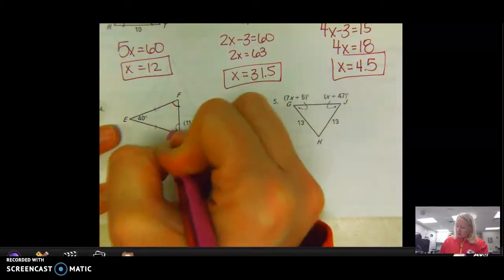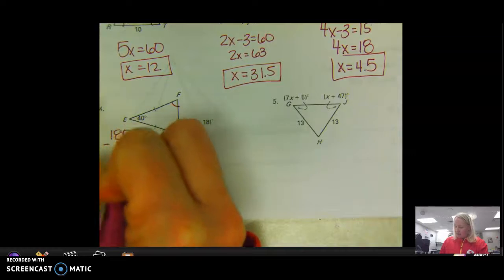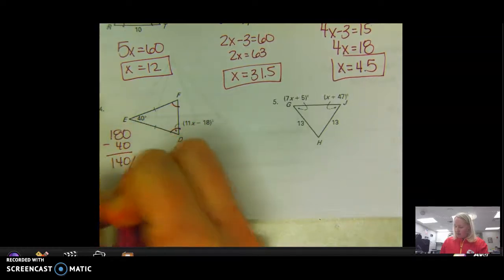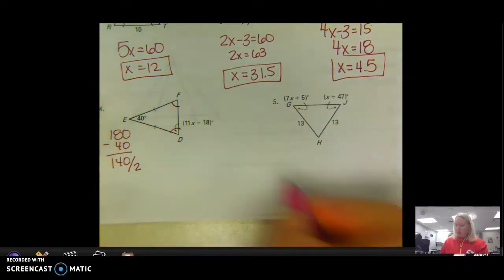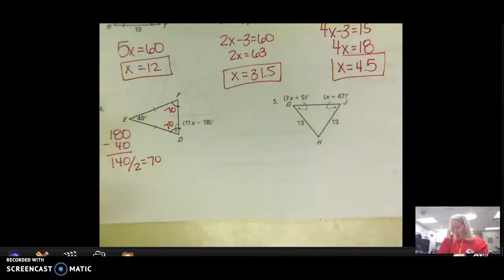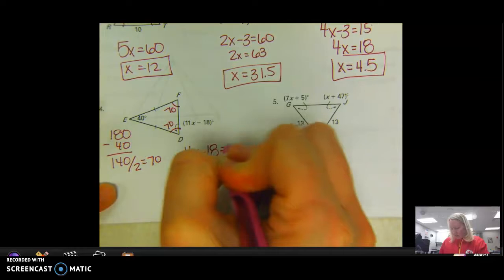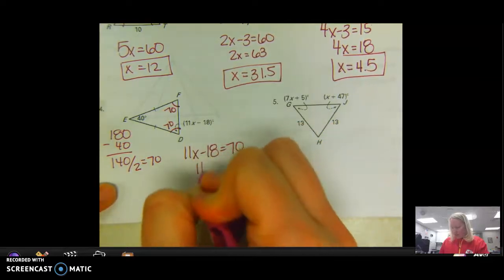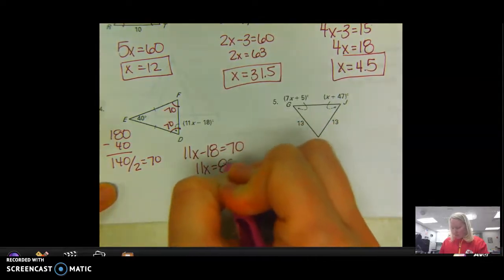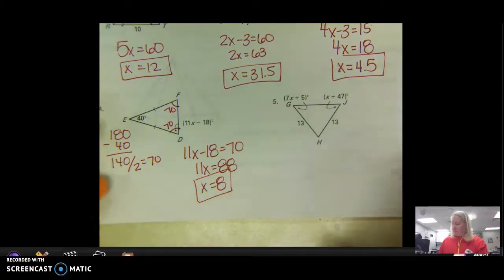That makes this angle equal to this angle. So of the 180, we're using that 40 with that angle. So I have 140 left. If I divide that by 2, because these two are going to be equal, I get 70 degrees in each angle. So now I get 11x minus 18 equals 70. I'm going to add 18 to both sides. So 11x equals 88. So x equals 8.